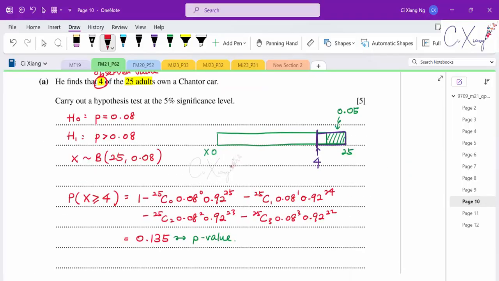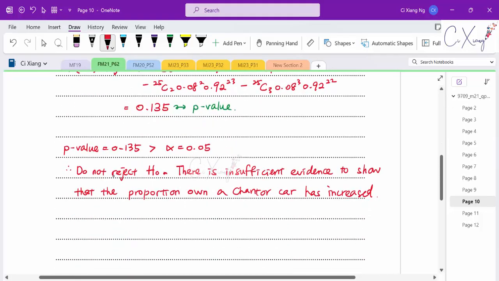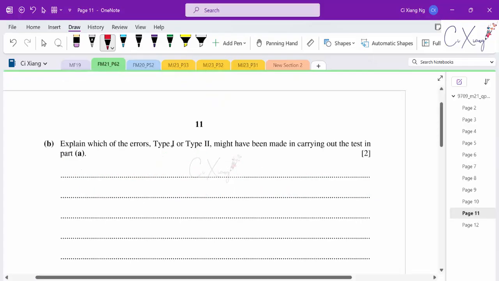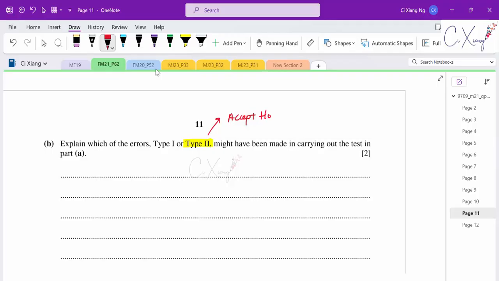Okay, so when you carry out the test in part A, your conclusion is do not reject the null hypothesis. So you come back to the type 1 and type 2 error: which definition gives you do not reject the null hypothesis? Basically, it's type 2, because type 2 here, they tell you that you accept the null hypothesis, which means do not reject the null hypothesis, when the null hypothesis is false. So basically, the error that can be made for this particular test is type 2 error. Alright, so you need to explain also.